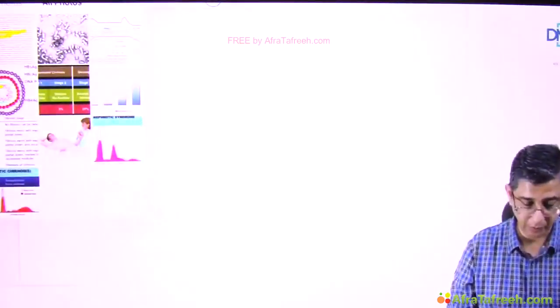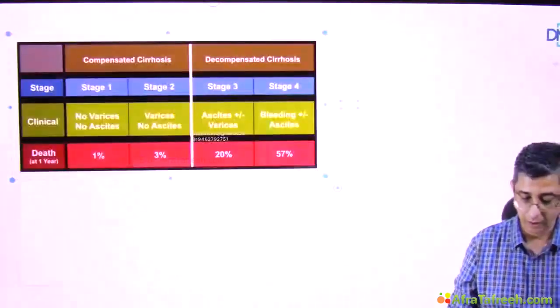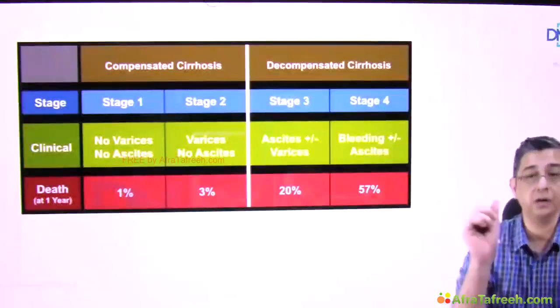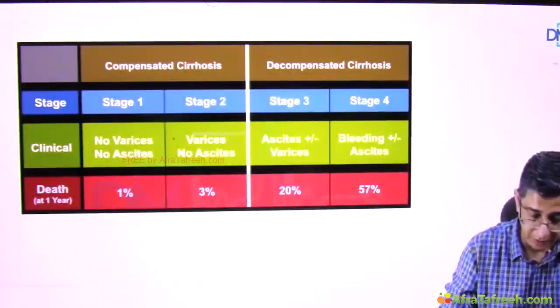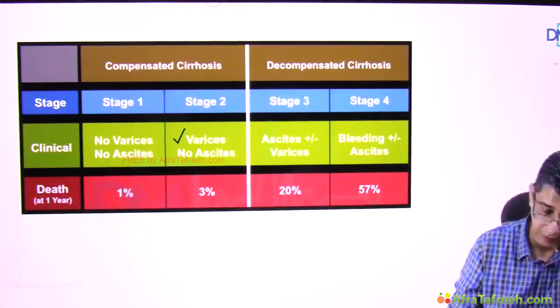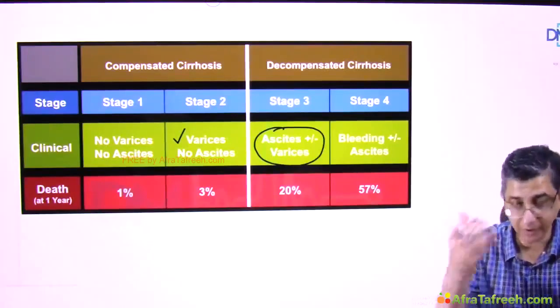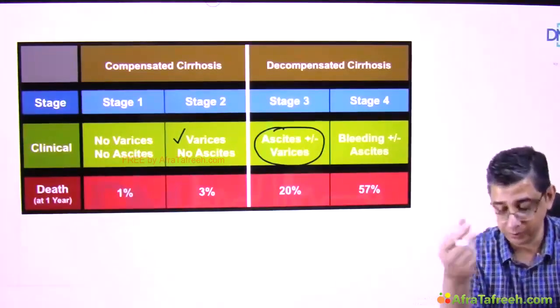I'll just show a diagram to you that will make it much more comfortable for you to understand the decompensation stage. Please remember the fact that if a person is having varices, they may not have bleeding at the moment. But the moment a person starts having ascites and varices which have started to bleed, or even if ascites is present with non-bleeding varices, we will say decompensated.